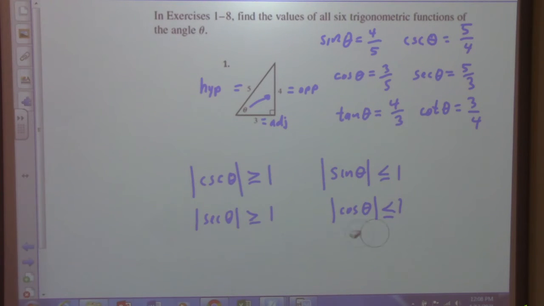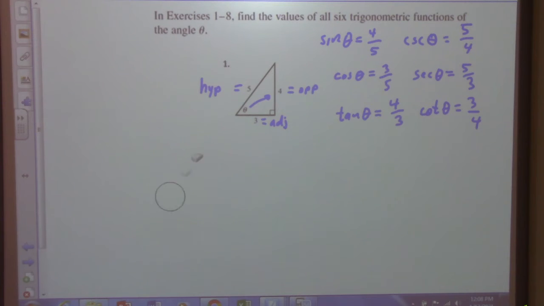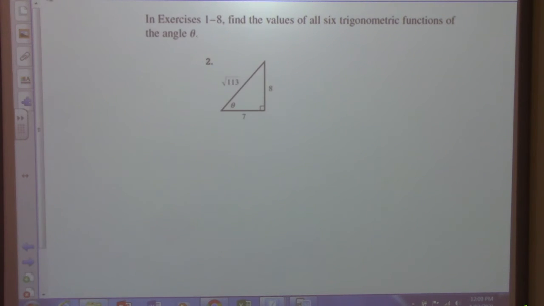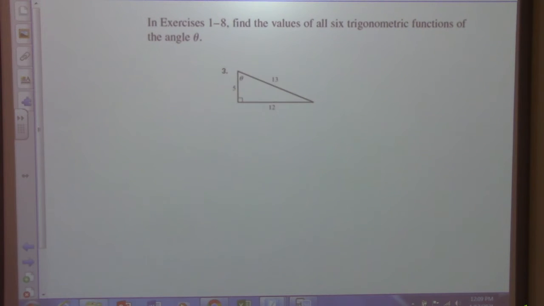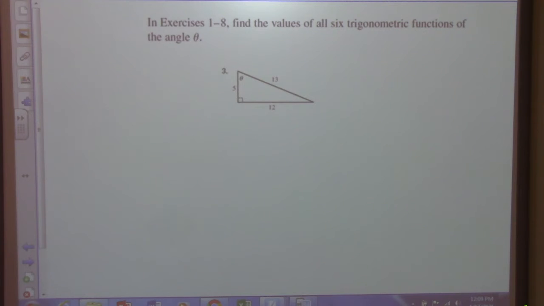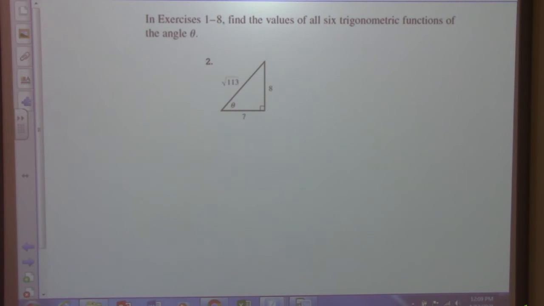Okay, what I want you to do is go ahead and work out problem 2. And I'll go over that with you in just a couple minutes, okay? Basically, you should be able to work out problems 1 through 4. Number 5 starts throwing in a little bit extra.